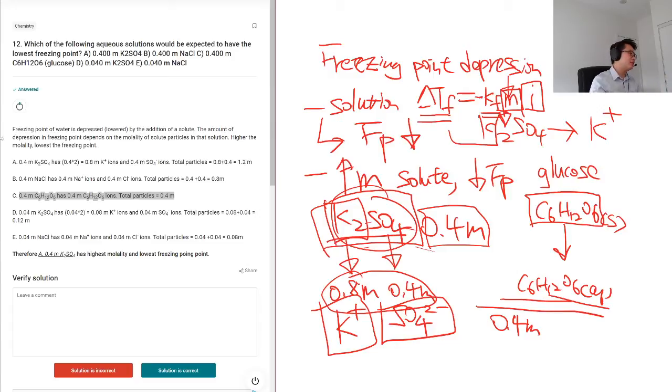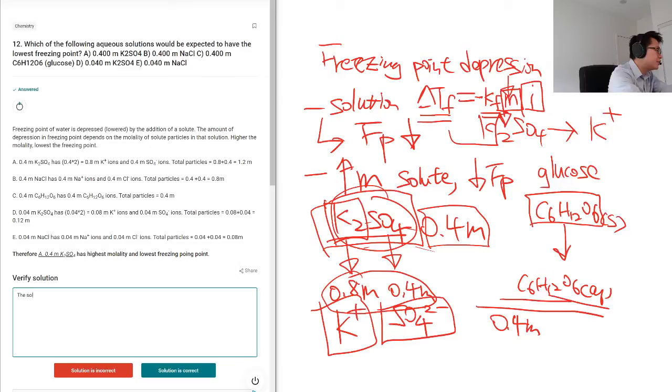Again, obviously, this is A. A has the highest molality, the highest number of particles, the highest number of ions. That's why the freezing point will decrease to a larger extent, and that's why we have the lowest freezing point. All right, so for this solution, the answer is correct, and there is no problem with it.